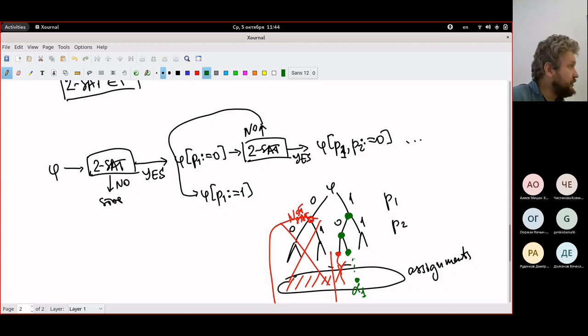Then we return back by recursion and again, again, again. And suppose this is satisfiable, etc. And this will give you all these alphas. And the delay will be polynomial, right? Because how can you understand that?